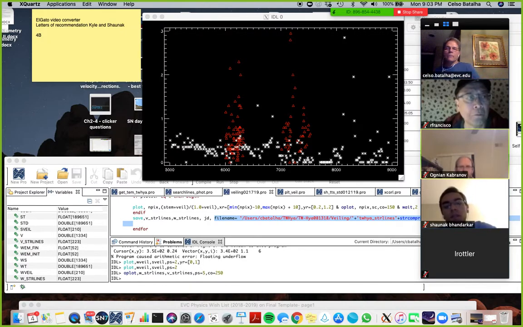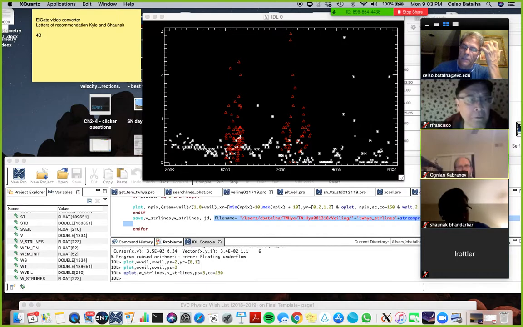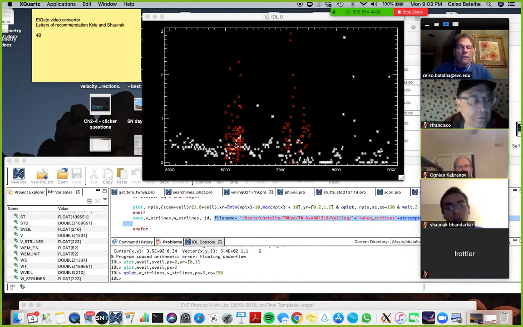Oh, I'm sorry, I'm saying something wrong. So this red is the veiling of the strong absorption lines, and they are supposed to be compared with the veiling of weak lines because of that paper that claims these veilings have two different origins. Just by looking at the scattering here, I think I have to do a better job trying to understand how this veiling is calculated.